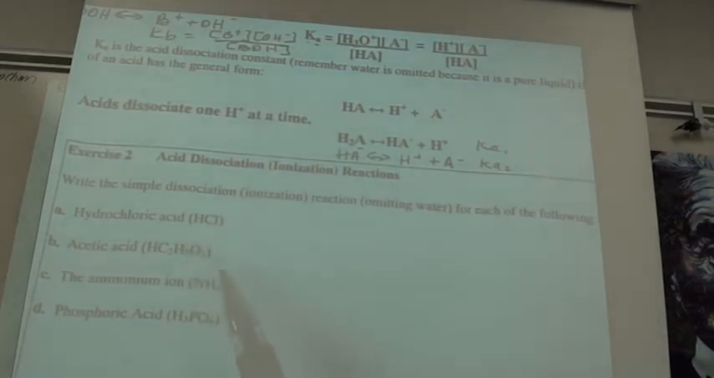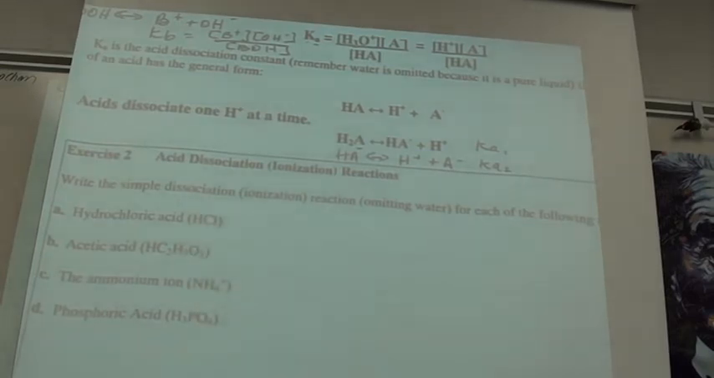Let's look at these 4 things. They want us to write the simple ionization reaction, omitting water, for each of the following. I want you to look at these, and raise up the number of fingers equal to the number of double-headed arrows that will be necessary in completing this task. Your choices are no fingers through 4 fingers. Ready? Close your eyes so you can't cheat off each other.